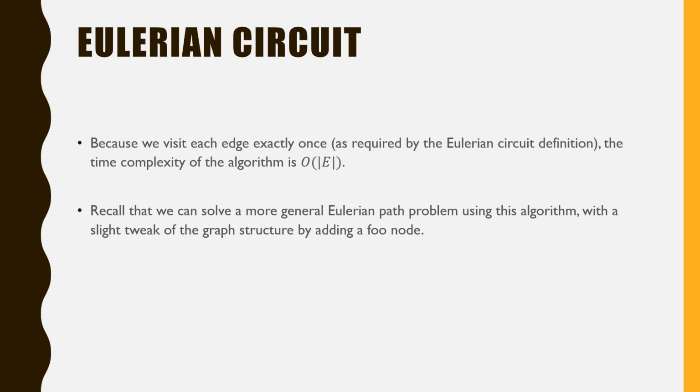Because a Eulerian circuit requires visiting each edge exactly once, the time complexity of our algorithm is O(E), where E is the number of edges in the graph. It is also worth noting that, although the algorithm directly solved the Eulerian circuit problem, it can be easily adapted to solve the Eulerian path problem as well. As discussed earlier, this is done by introducing a temporary full node connected to the two odd-degree nodes in the original graph.